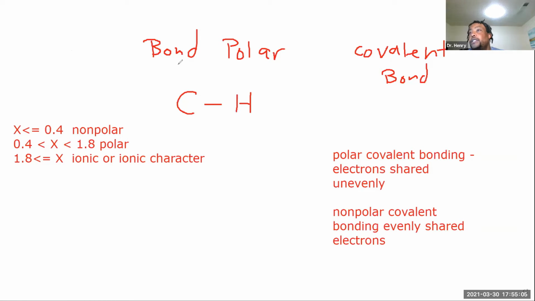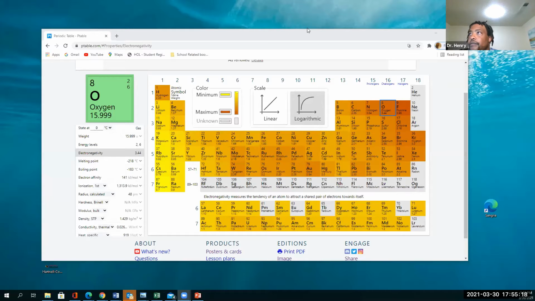So if we're looking at oxygen and carbon, oxygen is right here, carbon is right here. So we take the larger value, oxygen, we subtract carbon. What do we get? 0.89.